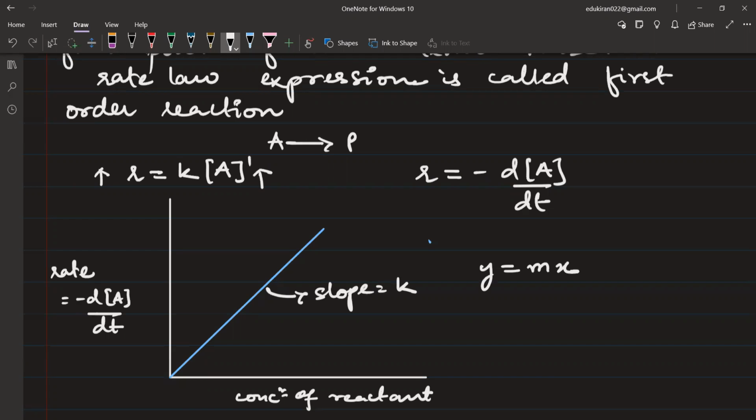And in this case, what happens? The line is passing through the origin. The m here is the slope that is equal to k. Draw this graph, then we will derive the integrated rate law equation.